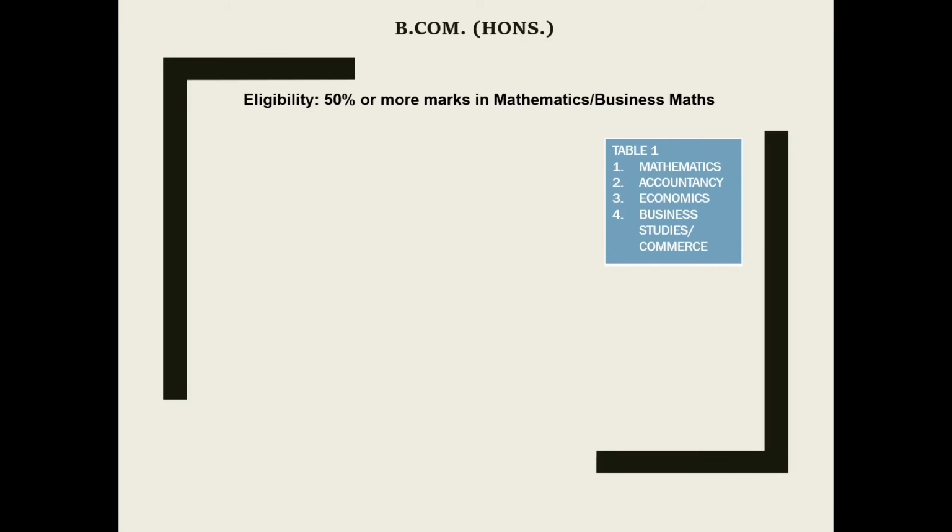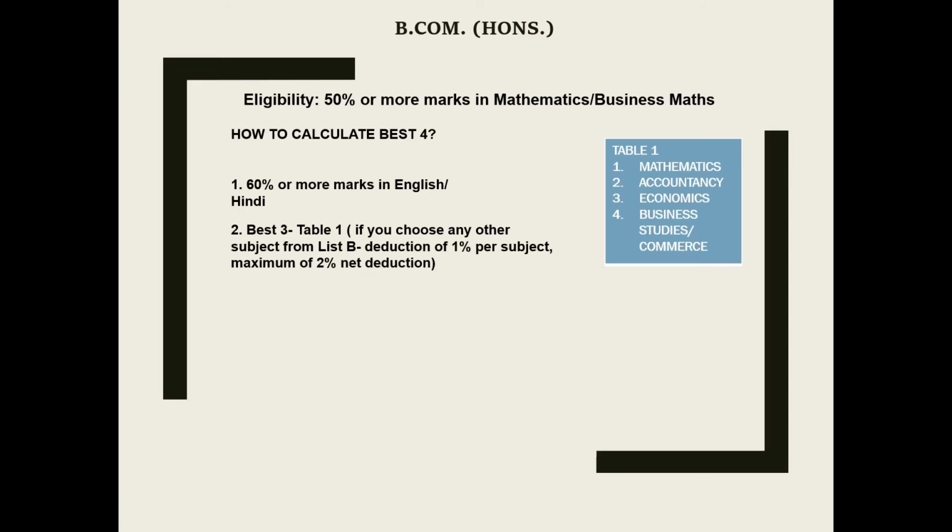Now how will you calculate your best of 4? You can maybe take a screenshot of table 1, or you can note down these 4 subjects, because this is a very important part of this calculation. First of all, we'll take marks of English or Hindi, and your marks should be 60% or more than that. Then you make a combination of 3 subjects using table 1.